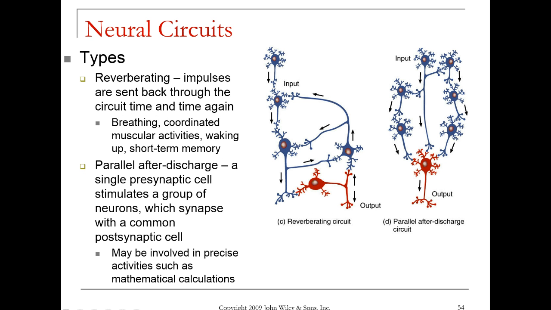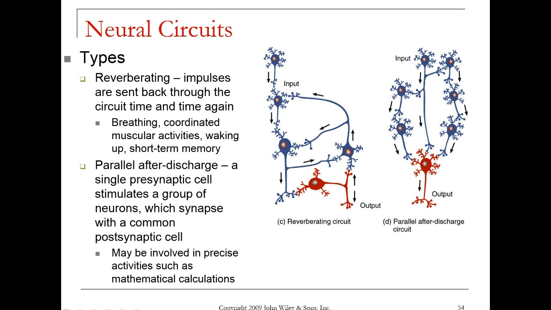Next we have a reverberating circuit. In a reverberating circuit, impulses are sent back through the circuit over and over again. So these are often involved with reflex activities that have to occur over and over again, like breathing. You don't have just one reflexive breath, you have multiple breathing reflexes that are coordinated over and over again. Another good example of this might be short-term memory. So if you've ever tried to remember one last bit of information and you repeat that bit of information over and over again, what you're doing is essentially mimicking one of these reverberating circuits.